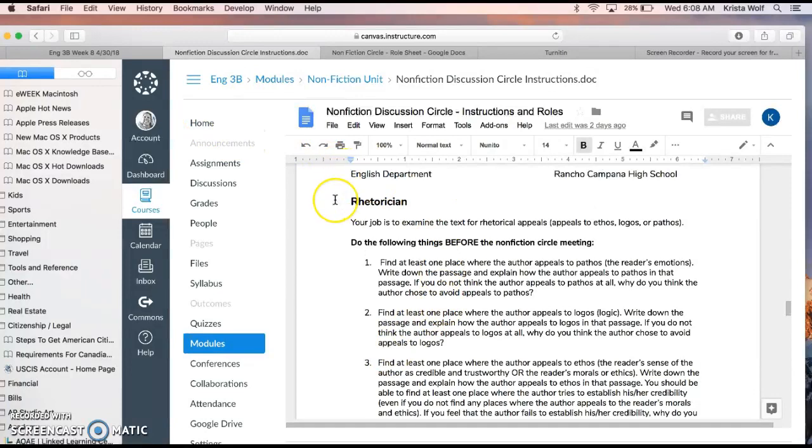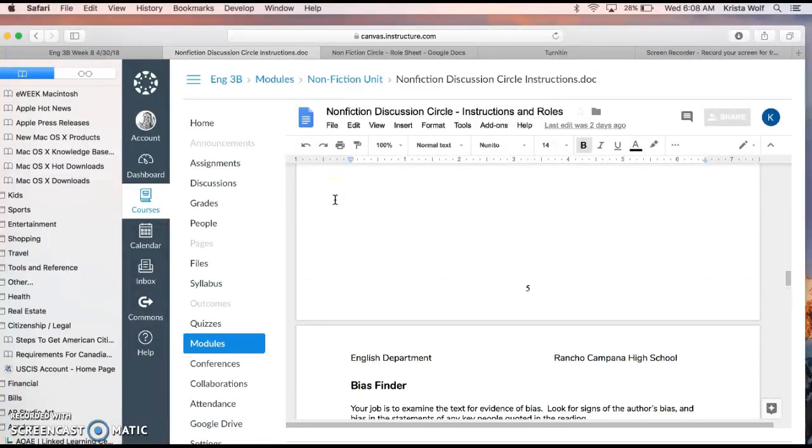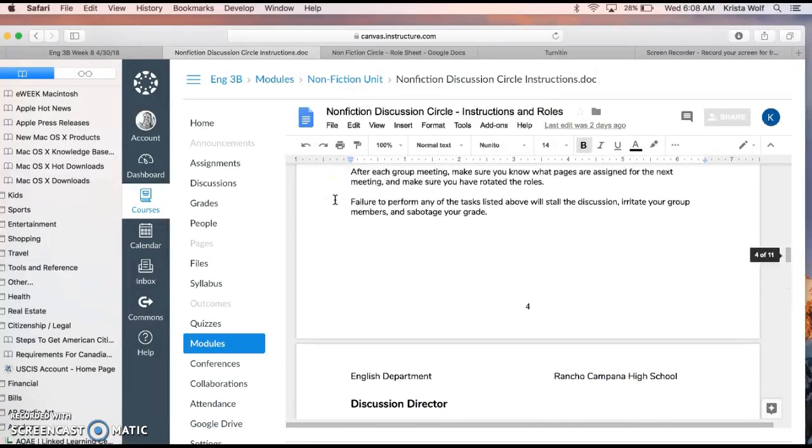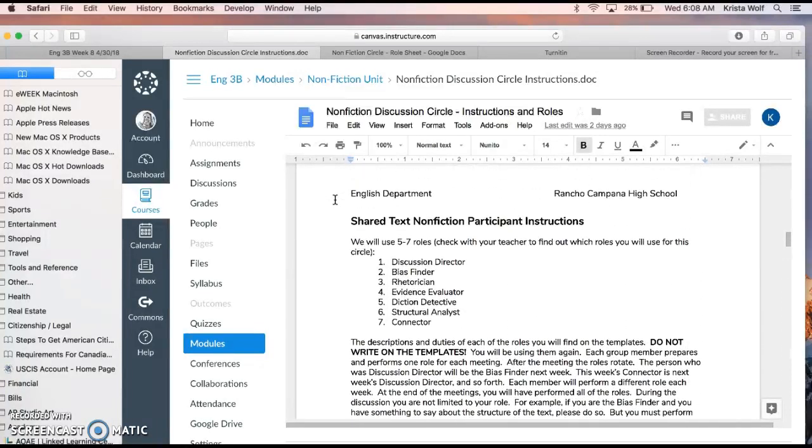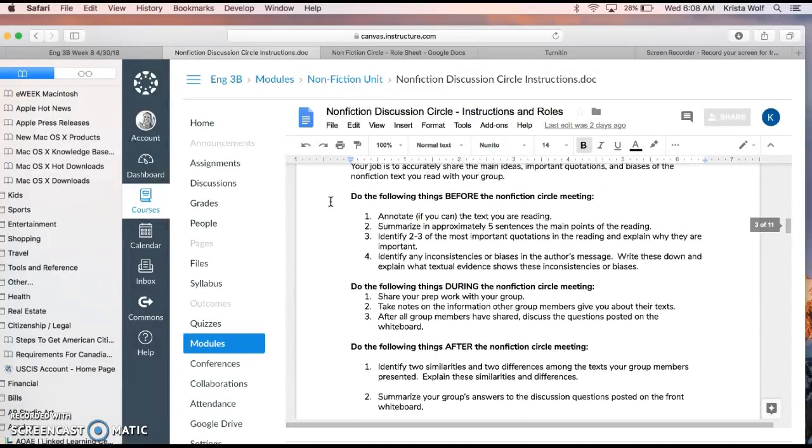So you're noticing already, hopefully, that we're not just talking about our opinions of the book, but we're doing a structured, guided discussion of what you found regarding these different elements of analyzing a nonfiction text.